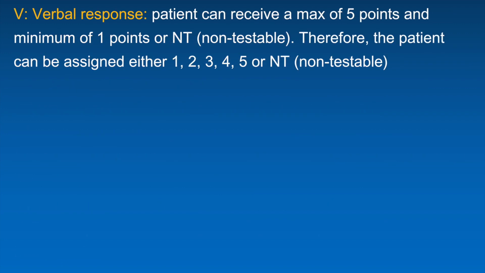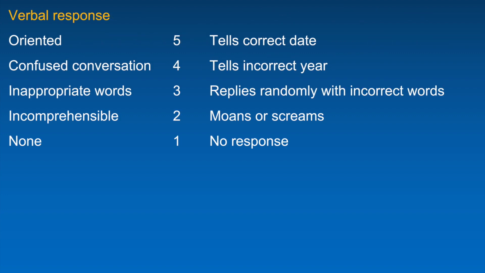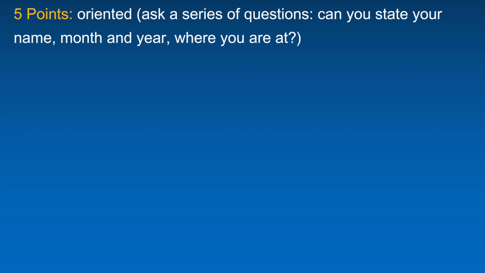Next is verbal response. The patient can receive a maximum of 5 points and a minimum of 1 point, or not testable. Therefore, the patient can be assigned either 1, 2, 3, 4 and 5 or not testable. 5 points: the patient will be oriented. Ask a series of questions like, can you state your name, month and year?